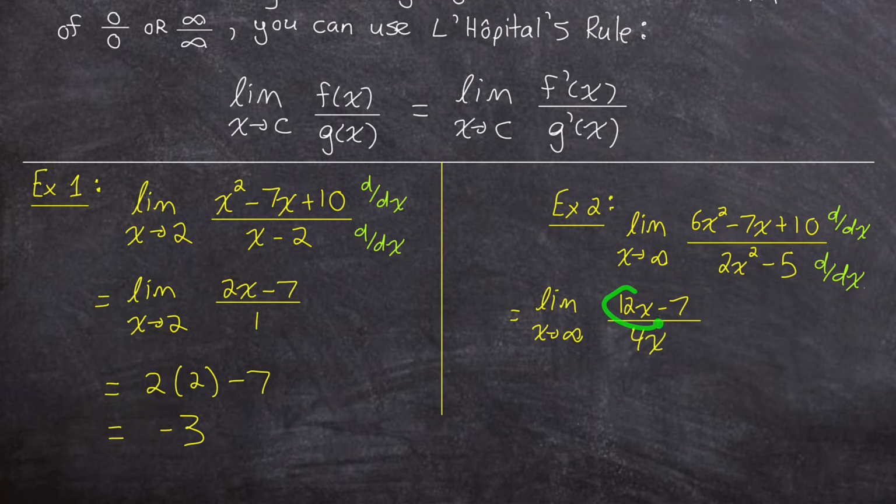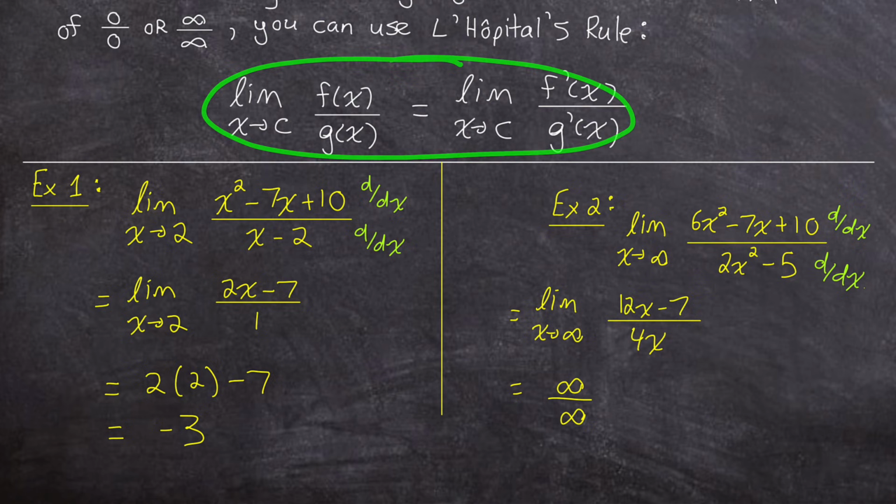And now by analyzing the highest degree term in the numerator and denominator, I can see that as x goes to infinity, both the numerator and denominator are going to infinity. So that gives indeterminate form of type infinity over infinity, which means we can apply L'Hopital's rule again.